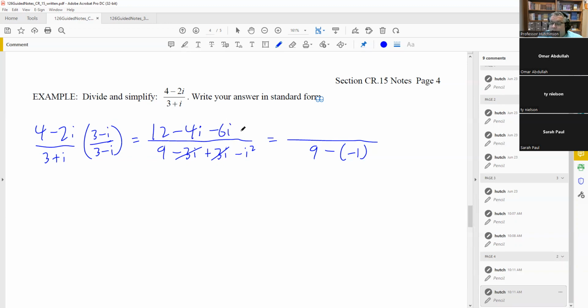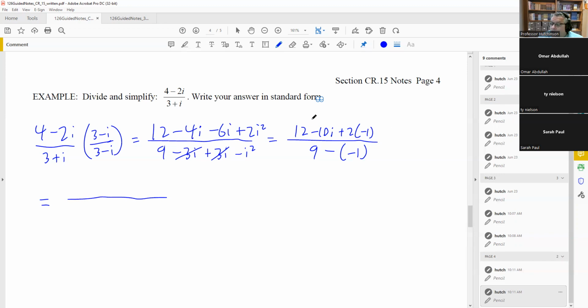-2i times -i is plus 2i squared. Now we're going to simplify the top. So 12, we have minus 10i from these terms here. We have a 2, and then the i squared, once again, we're going to put a -1 in there for that also. Now we're going to keep on going, and we want to simplify what we have.